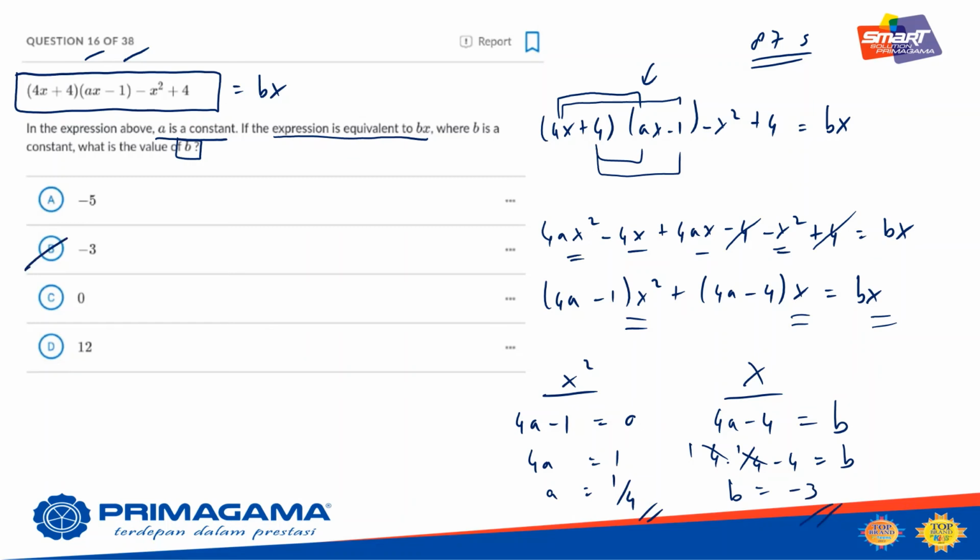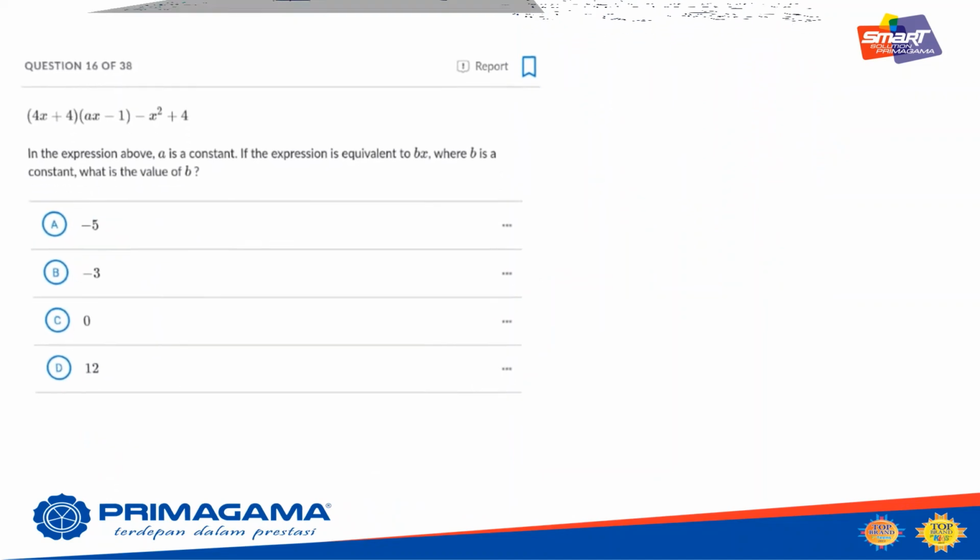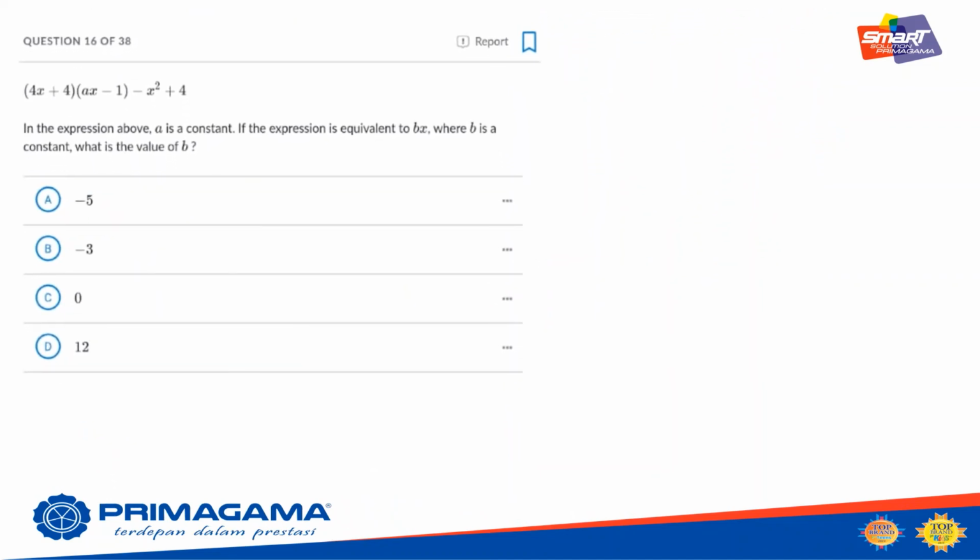This is the normal way, but again, like before, we don't have to work out the whole equation. We just have to match the corresponding coefficient of the same variable. So let's try to do this in the Magasing way. To do the Magasing way, we just have to put bx over here, and we just have to compare the coefficients of x² and x on the left-hand side with the corresponding coefficients on the right-hand side. So let's try for the x² first. X² we obtain from minus x² and multiplying 4x with ax.